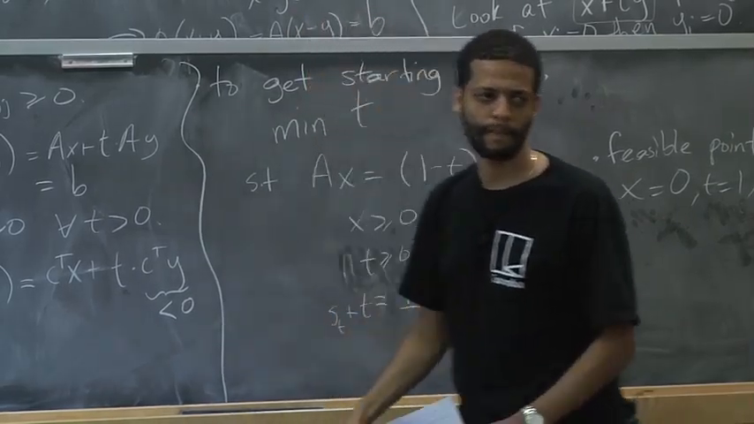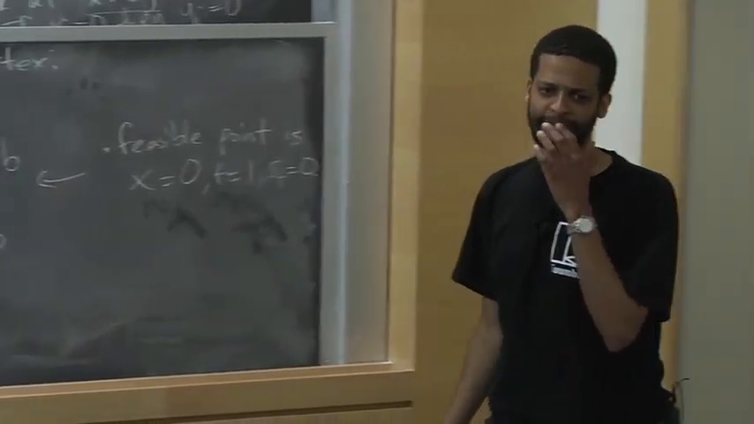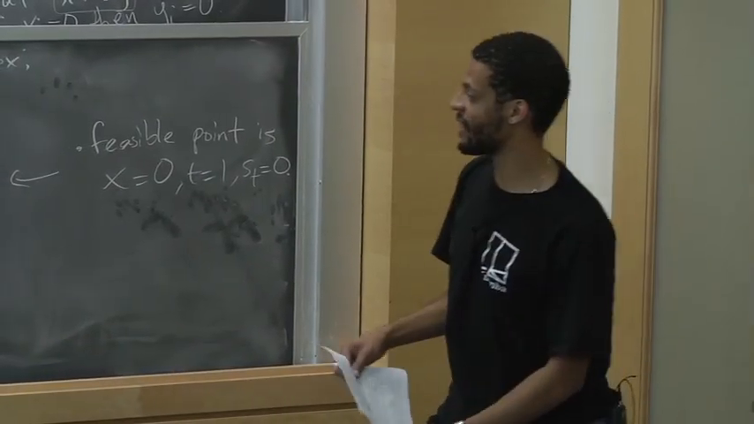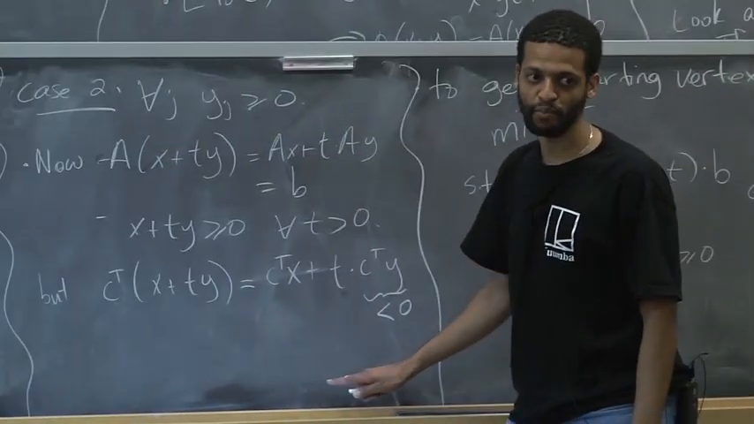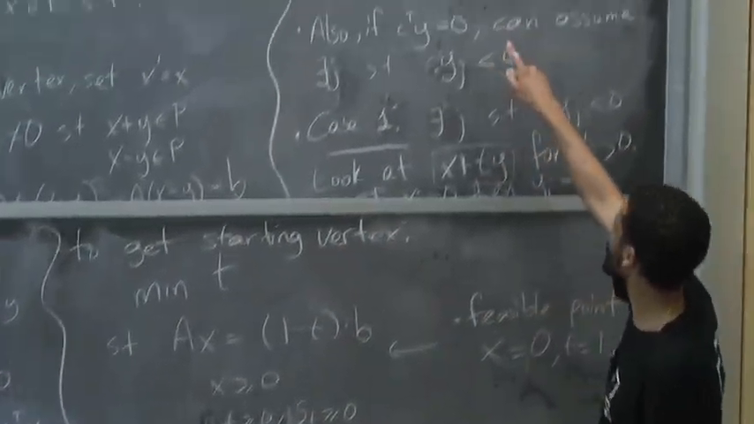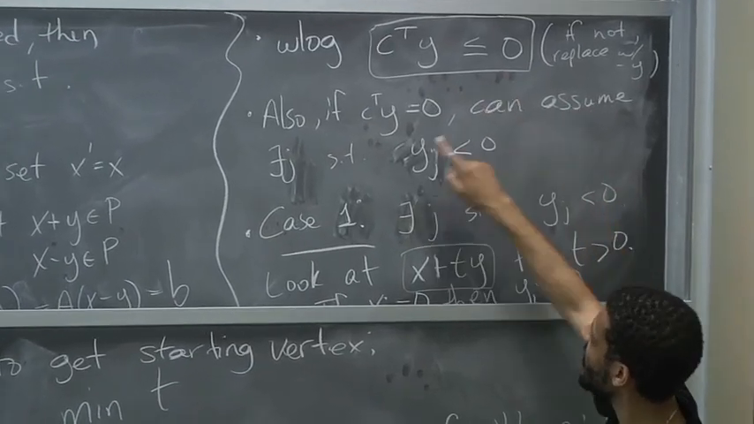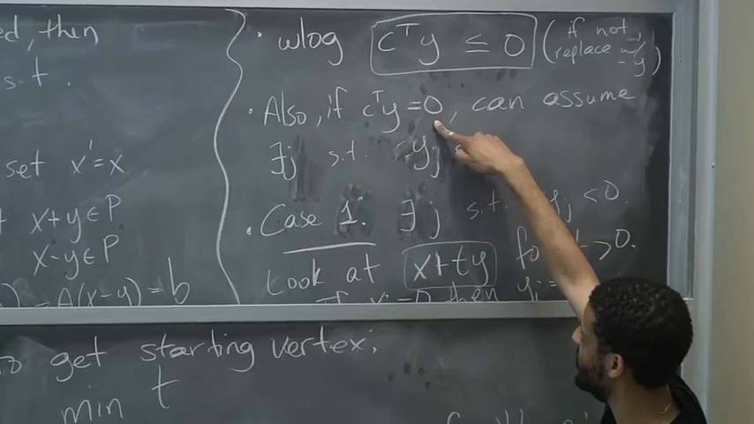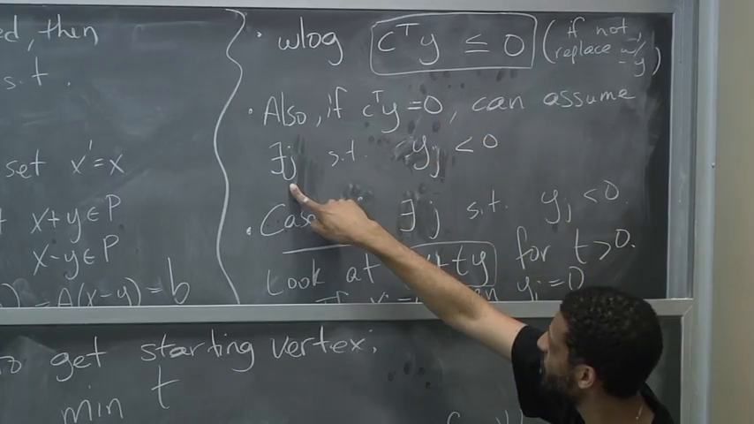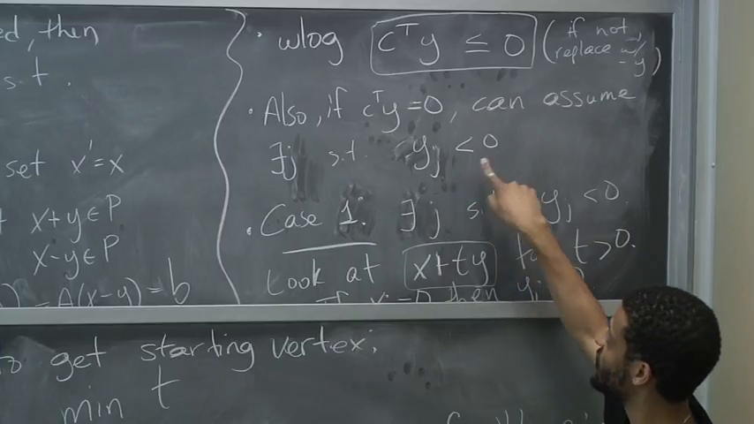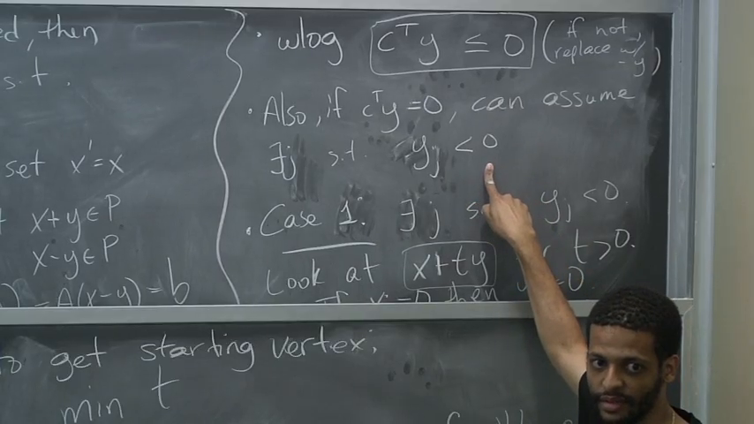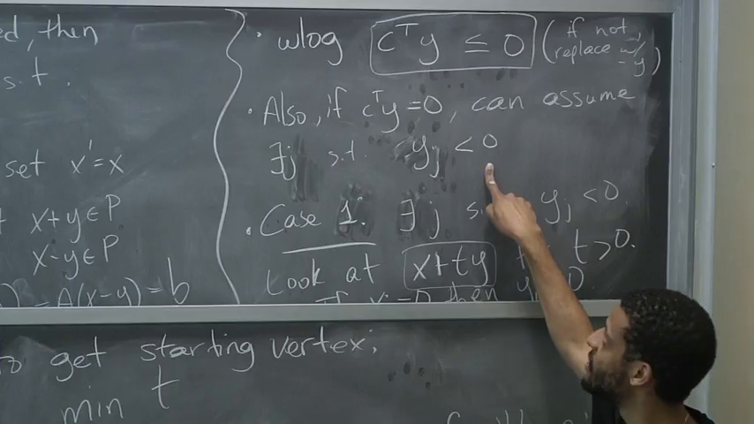So how do you get that that's strict then? How do I get that this inequality has to be strict? So what do we know? We know that C transpose Y is less than or equal to 0. And we also know that if it were actually equal to 0, then there would be a J such that Yj is strictly negative. Right?